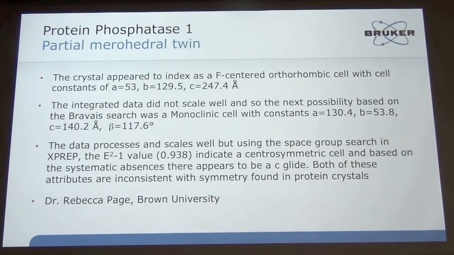But looking at the intensity statistics, the E² - 1 value, you got a value of 0.94, indicating a centrosymmetric intensity distribution. And also from the systematic absences, there looked to be a screw axis. Both of those are not consistent with protein crystals. So that's a big red flag. So what's going on?